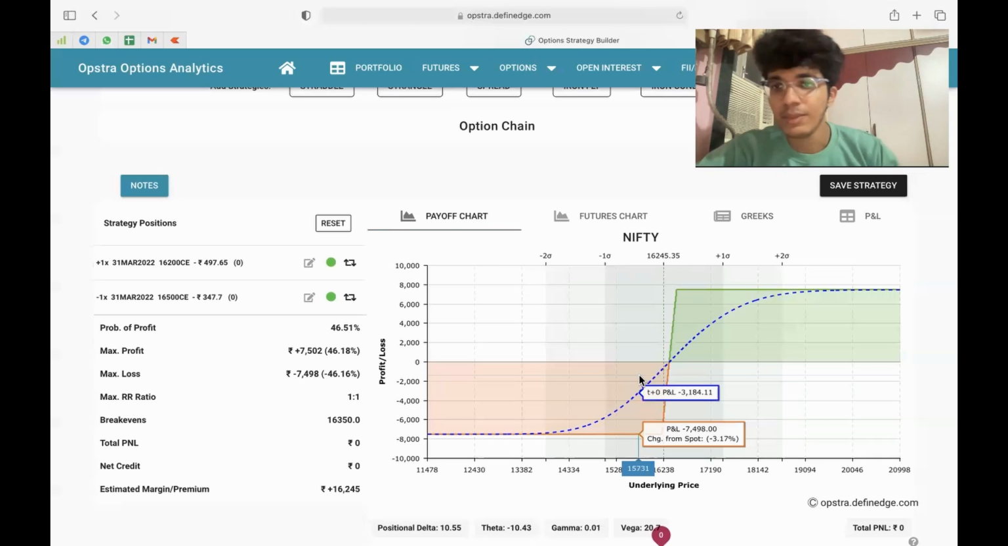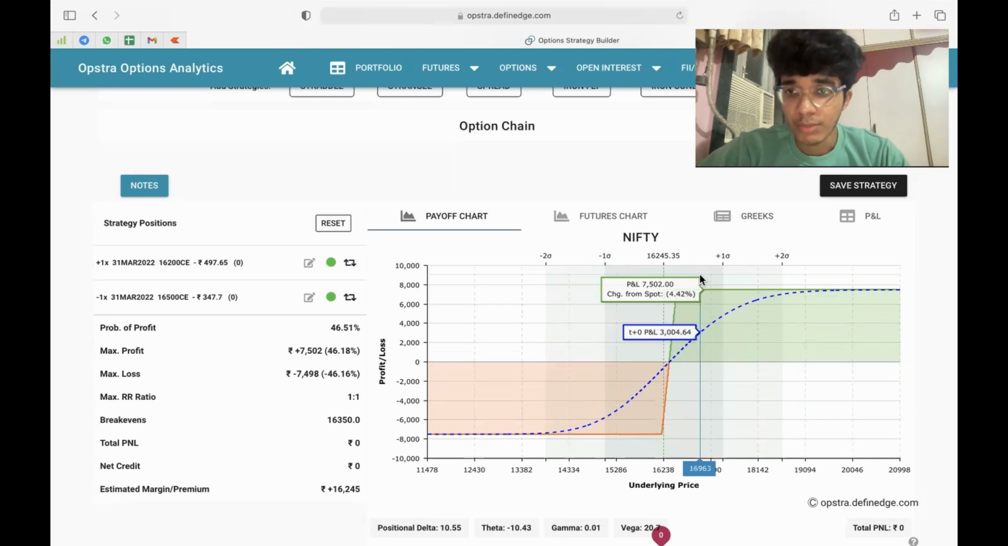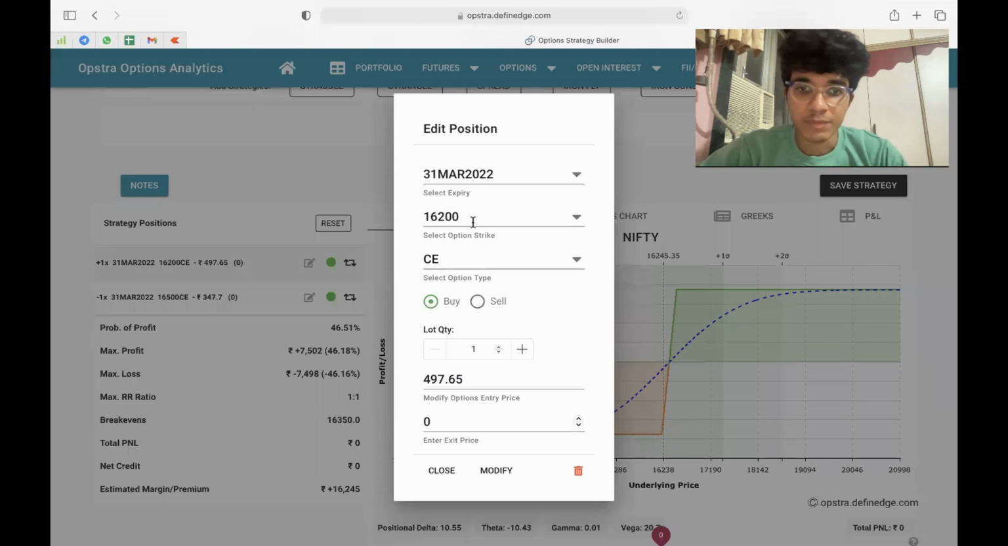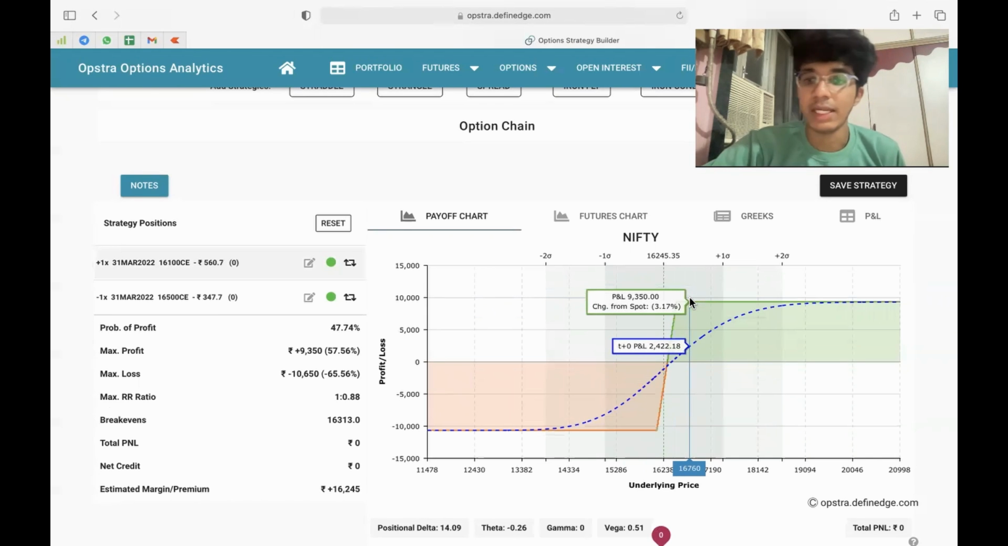Now I want to adjust the at the money call option. Spot was at 16,200 and we bought a 16,200 call option. Let's say you want to be a little more aggressive on the bull call spread. What you do is go deeper in the money. So instead of 16,200, I might buy 16,100. I am in the money, but a little more in the money than before. And then you see what the profit becomes. It goes to 9,350. Before it was 7,500, and now it is 9,350.